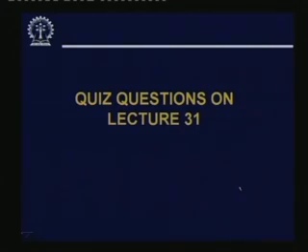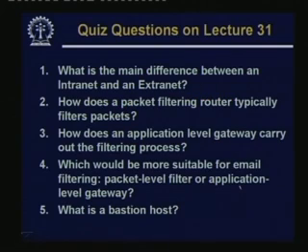So, now some questions from today's lecture. What is the main difference between an intranet and an extranet? How does a packet filtering router typically filter packets? How does an application level gateway carry out the filtering process? Which would be more suitable for email filtering, a packet level filter or an application level gateway?